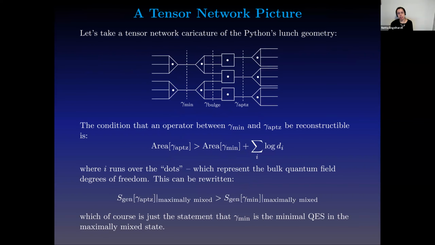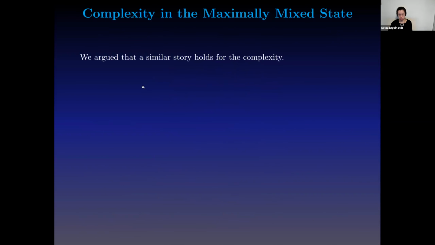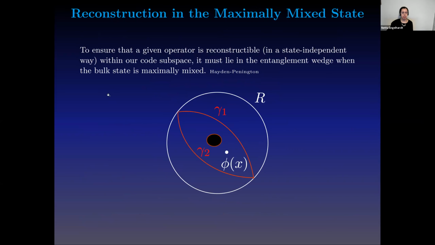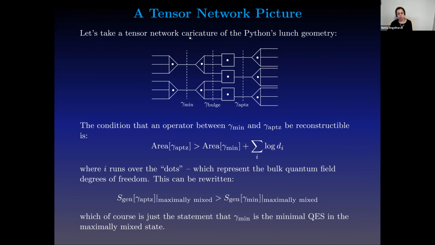So we can see this also in this caricature of the tensor network. So the condition that an operator that sits between here and here be reconstructible is the minimality condition, a requirement that this surface, this cut, be smaller than this cut. Now, I should be careful here and make sure that it's clear that when I say a cut here, that means also cutting all of the bulk legs that are relevant. So in other words, between these two, we're also cutting all of these bulk legs.